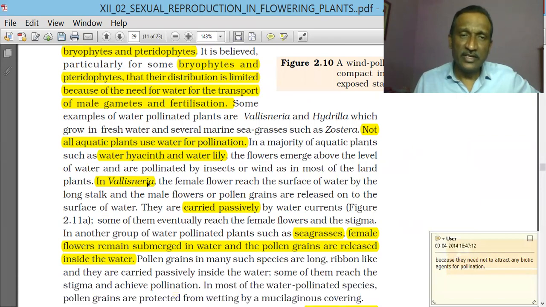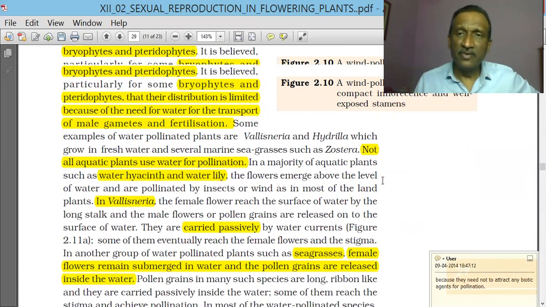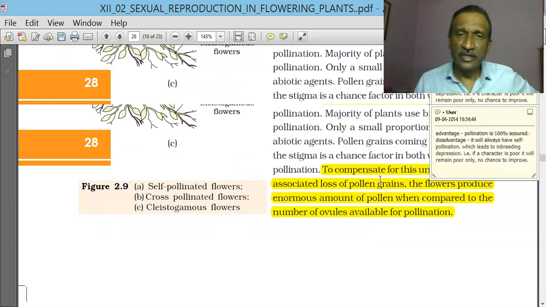Talking about Vallisneria, what are you seeing? Vallisneria, the female flower. Where is the diagram visible?